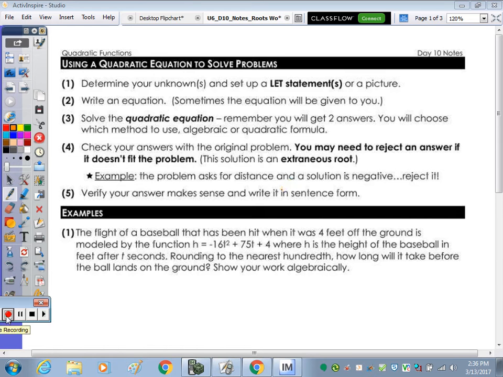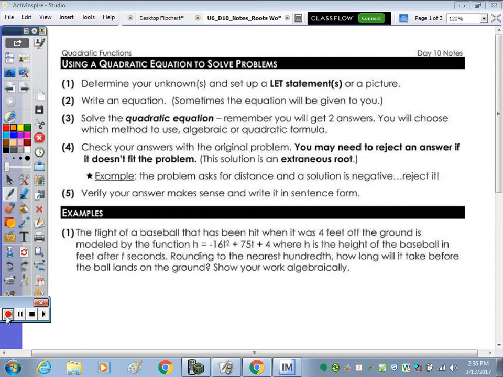So today's notes, we're just going to continue looking at word problems. So the steps or the process at the top of the page is not anything different. And since we're looking at only two word problems, we're going to graph them on the calculator to get an idea of what they look like.